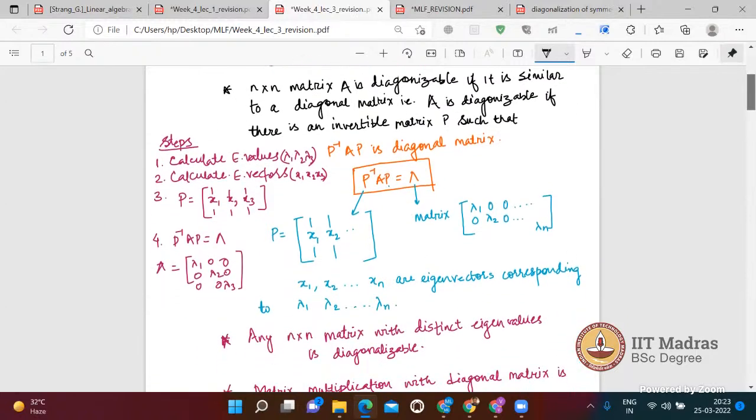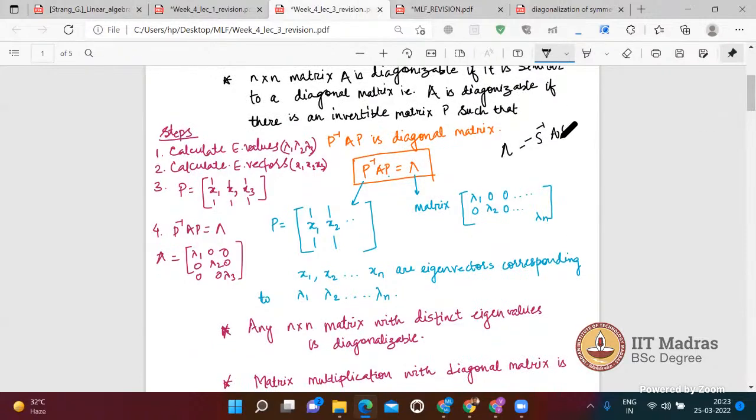Okay, so these are the simple steps to calculate. For example, to calculate the diagonalization, S inverse A S equals this diagonal matrix. You just calculate the eigenvalues of A and the eigenvectors of A, then you can write S in this form, and then calculate P inverse or S inverse, whatever you want, and you'll get a diagonal matrix having eigenvalues on its diagonal. Okay.